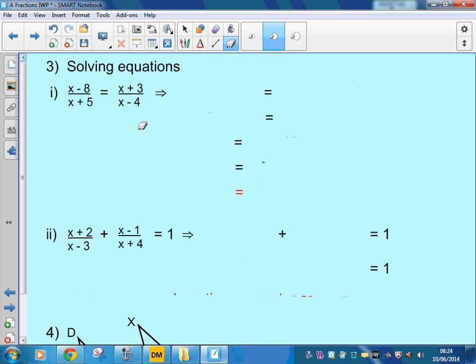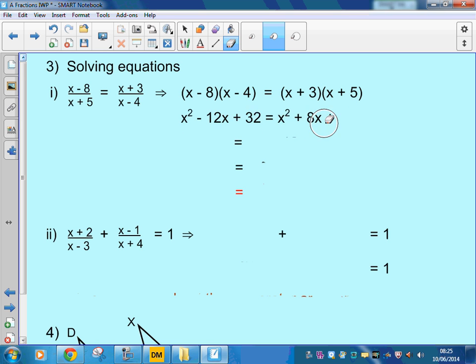Solving equations. When it's one fraction equals another, you can cross multiply. So you're going to get x minus 8 times x minus 4 equals x plus 3 times x plus 5. Expand both sides, you'll see the x squareds cancel out. You've got on the left, you can have 32, and you're going to take away the 15 when it moves across, and on the right you're going to have 8x plus the 12x. So you're going to get 17 equals 20x, x is 17 over 20.